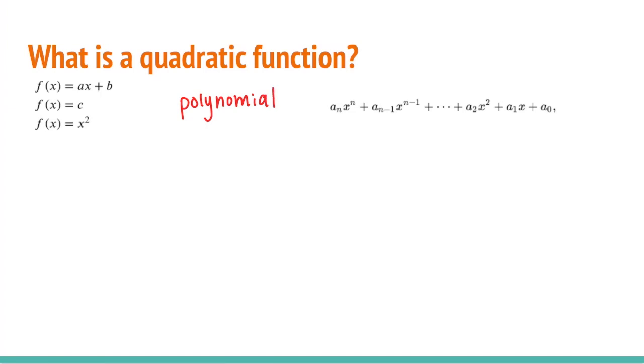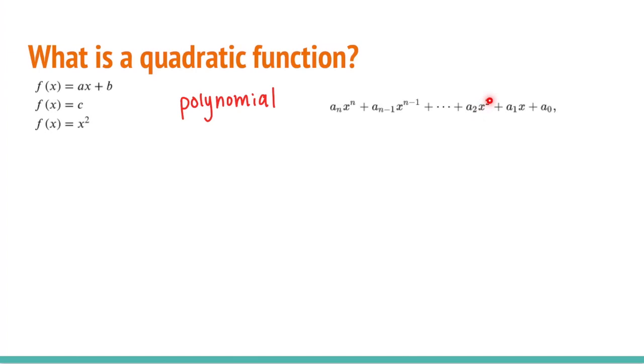A polynomial function has the format like this, where these things with a's and the n's at the bottom are constants. And we have an x, and then it's raised to some sort of power in descending order. So we have a constant times x to some power, another constant times x to a power below it, dot, dot, dot. These things are all optional. You can have however many terms you want to be a polynomial function.